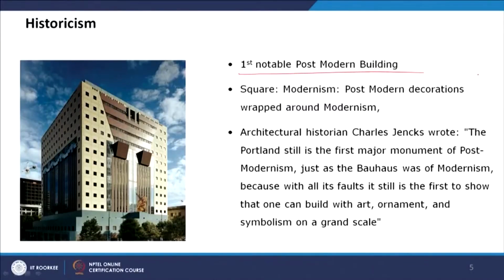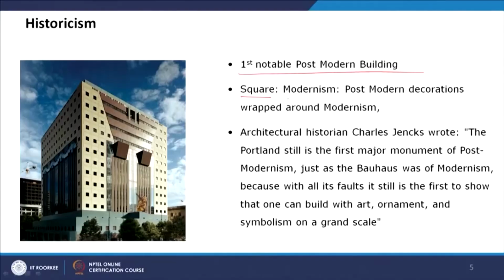This building, the Portland Public Service Building designed by Michael Graves, is the first notable postmodern building of the historicism era, because it is from the early stage, 1982, when the construction work was finished. This is again a square form which looks like modernism, but from outside, the cladding and the decoration were very postmodern.